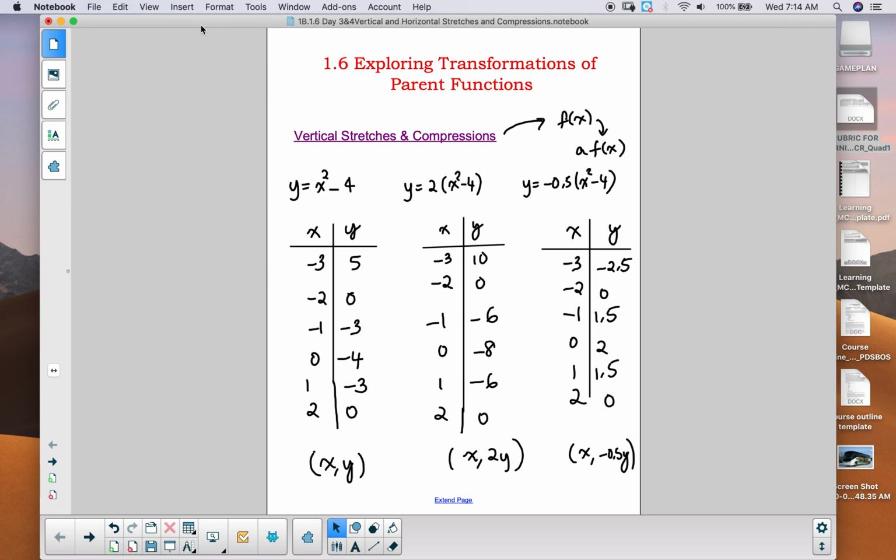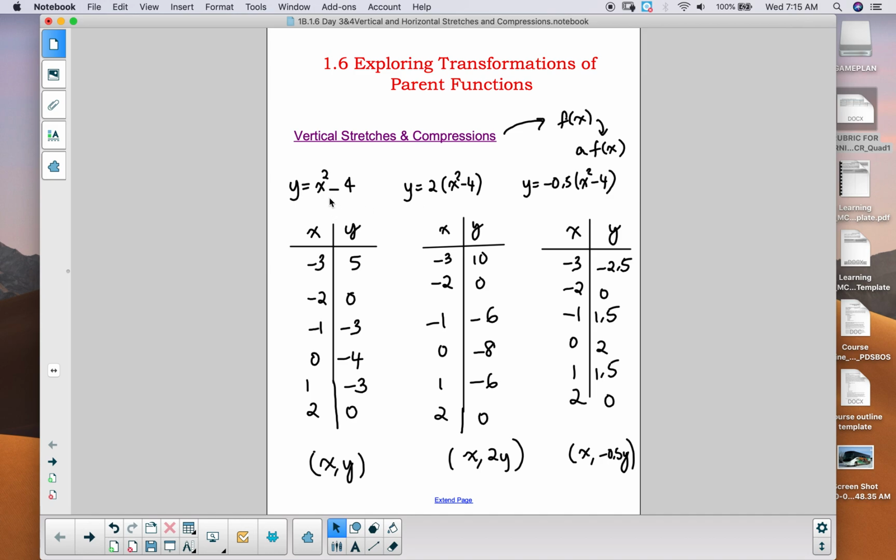Today's lesson is on exploring transformations of parent functions. We're continuing with the transformations and we're going to look at vertical stretches and compressions and horizontal stretches and compressions today. I have here three functions.